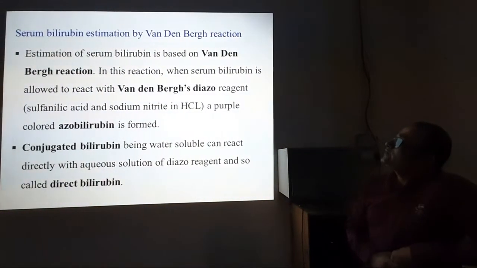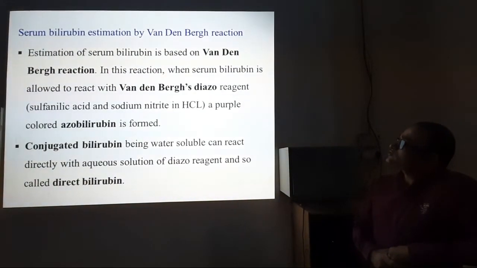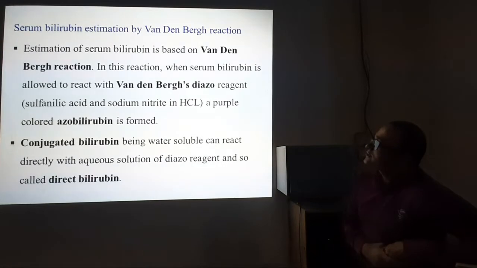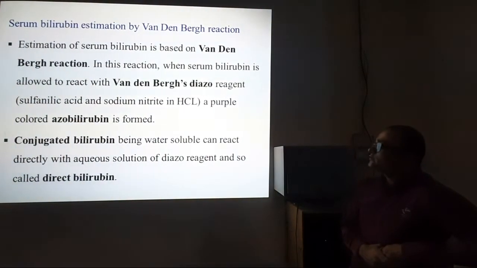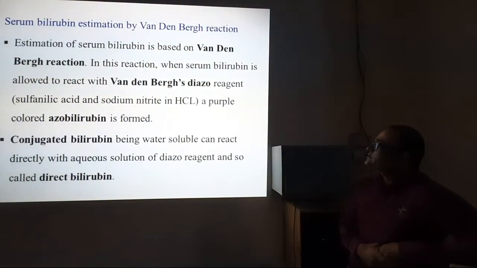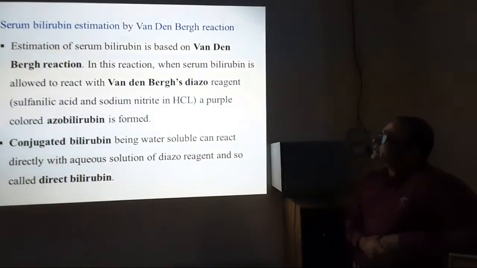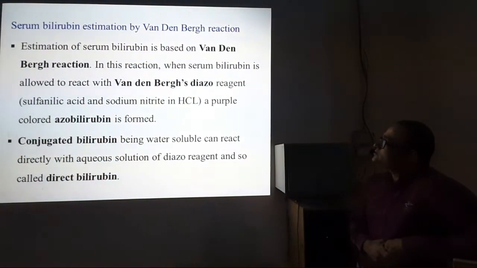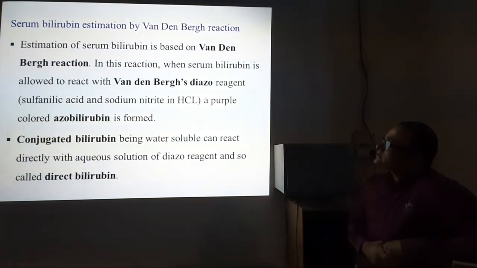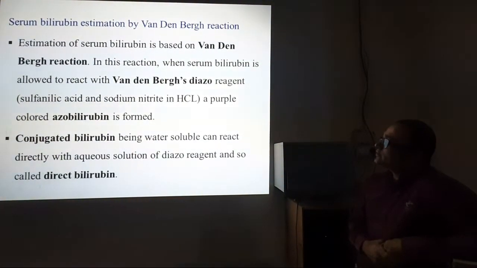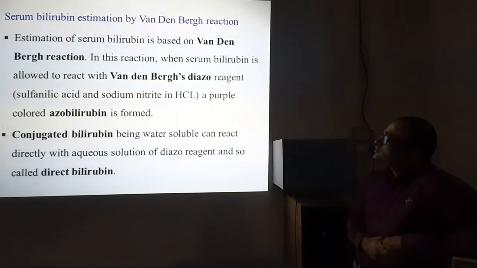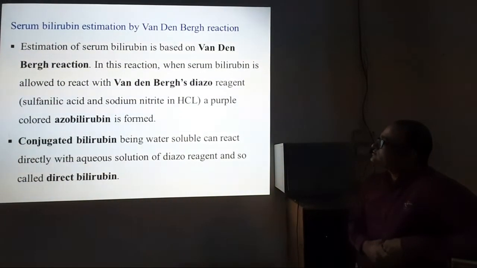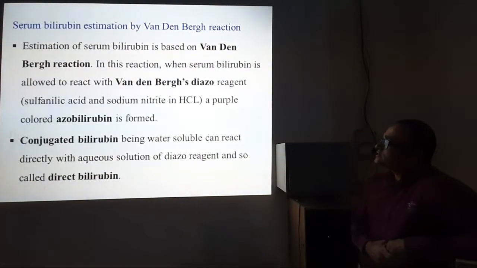Now, how do we estimate this serum bilirubin? It is based on the Van den Bergh reaction. In this reaction, what happens? Serum bilirubin is allowed to react with Van den Bergh's diazo reagent. The reagent contains sulfanilic acid and sodium nitrite in HCl. So this reagent reacts with the bilirubin and forms a purple colored compound called azobilirubin.